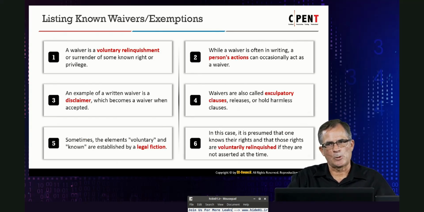Look for waivers, right? Different types of things. A disclaimer, because we know something's going to happen, a person's actions, right? Those types of things. Exculpatory clauses, which means information of no wrongdoing, so you hold harmless, right? Voluntary, known, or established by legal fiction, right? All these are types of things to be considered. And then make sure that the rights are relinquished if they're not asserted at the time. So all these are different types of things we can do. And you can imagine, this is legal territory. So you either have to hire an attorney or have some attorney experience yourself.